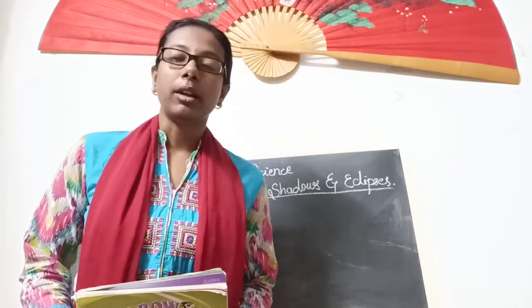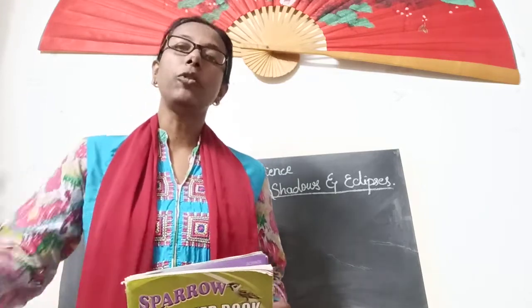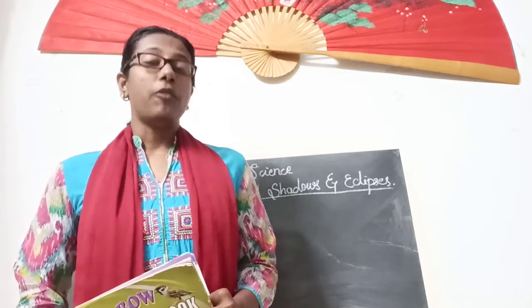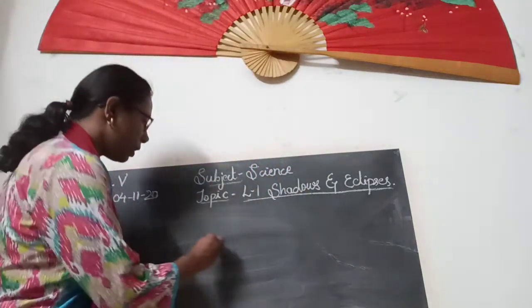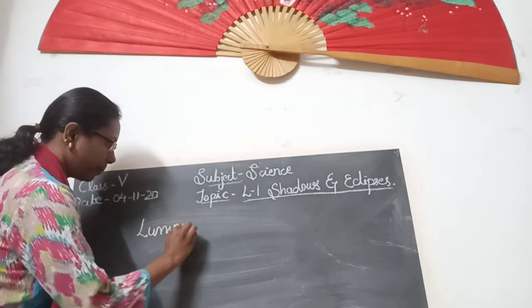Even fire. Fire also, when it burns, what does it give? It gives out light to us. So, these things which give out the light to us are called luminous objects. What are they called? Luminous object.